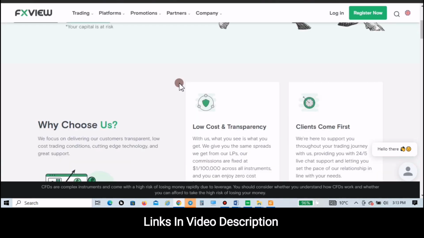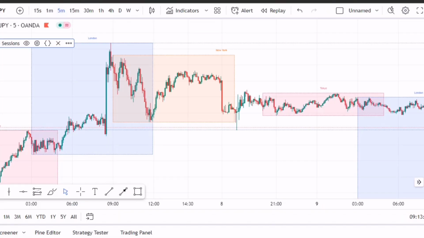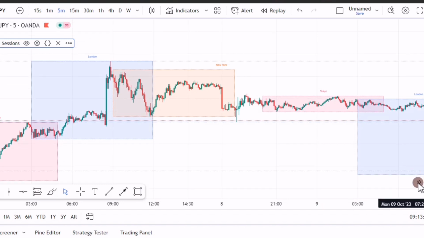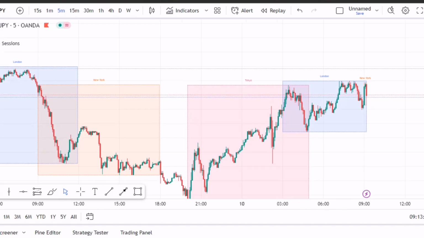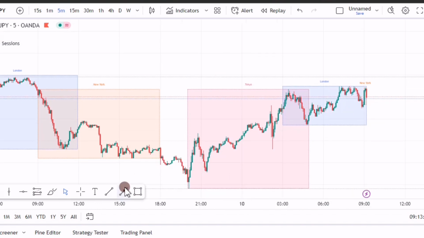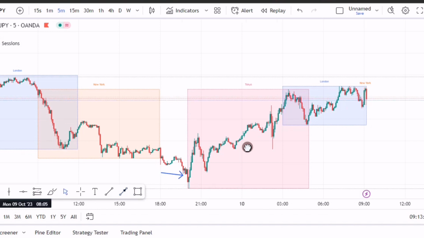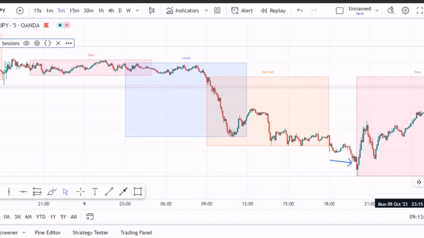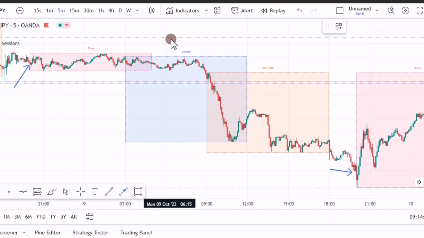Let's come back to our USDJPY. So for USDJPY traders, let me just jump to the beginning. You are supposed to enter at the beginning of the Tokyo session. Or let me just use this area right here. You're supposed to enter at the beginning of the Tokyo session. If you miss that entry, you're supposed to enter at the end of the Tokyo session.